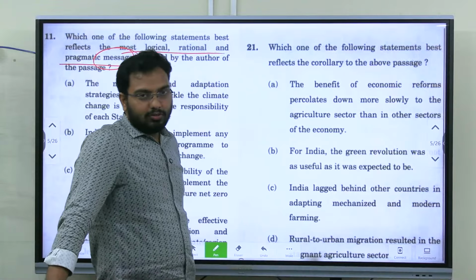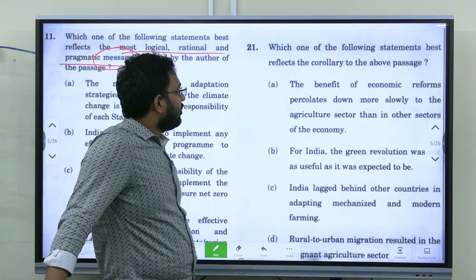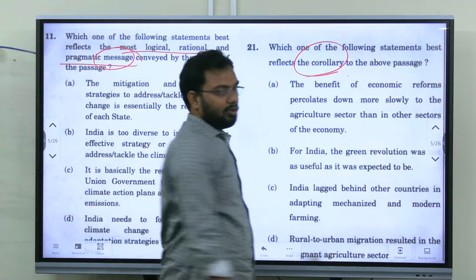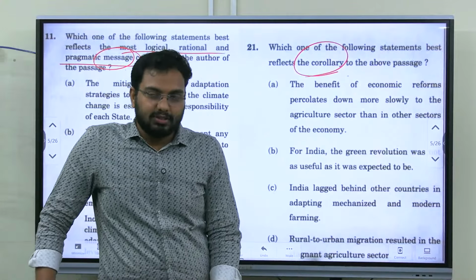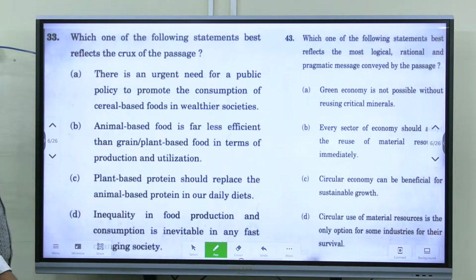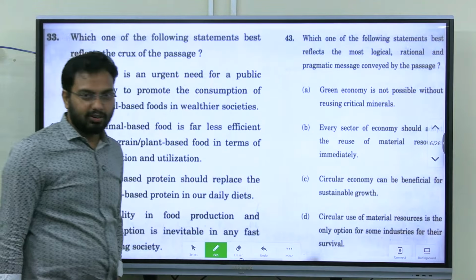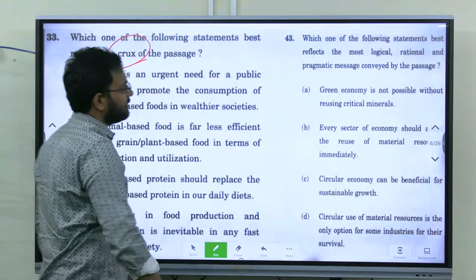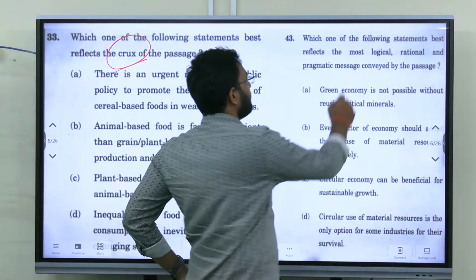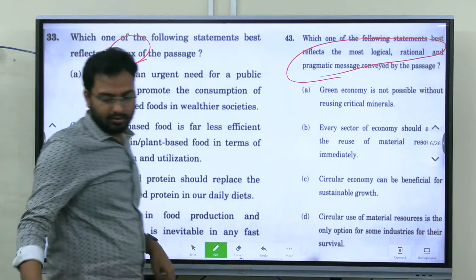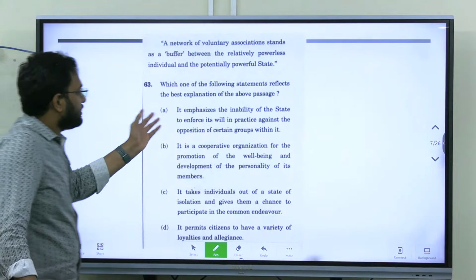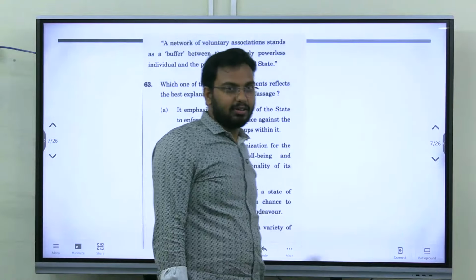See the next one. Which of the following statements reflects the corollary of the above passage. What is the keyword? Corollary. Okay na. So let's look at previous questions. From that we will understand what type of questions are being asked. Next, which of the following statements best reflects the crux of the passage? What is the keyword? Crux. See the next one. Reflects the most logical, rational and pragmatic message. Again the keyword is that. Let's see the next one. Which of the following statements reflects the best explanation of the passage? What is the keyword? Explanation.